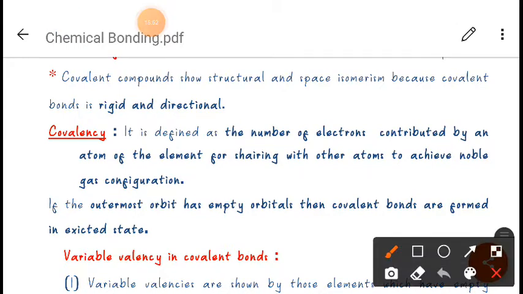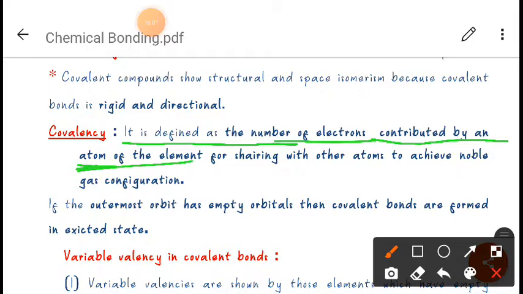So as you can see, covalency is defined as the number of electrons contributed by an atom of any element for sharing with another atom to achieve a noble gas configuration. So that is the covalency. To achieve a noble gas configuration, the number of electrons shared by the atom of an element is called covalency.